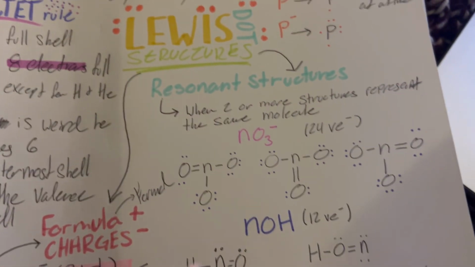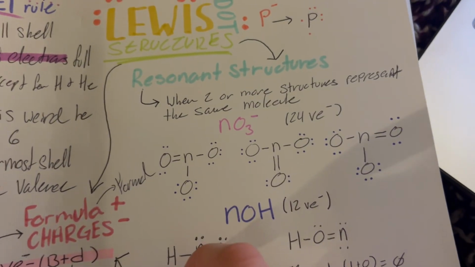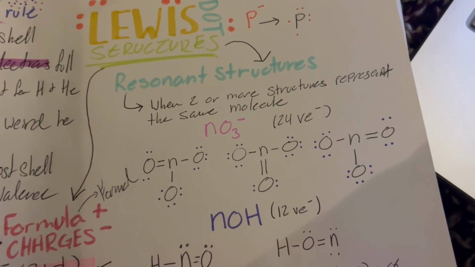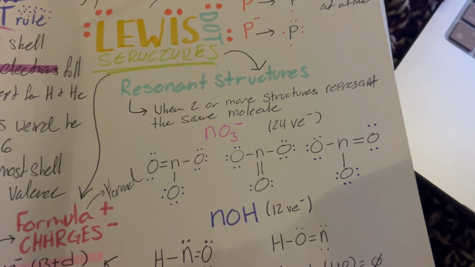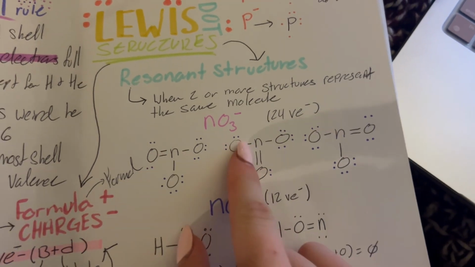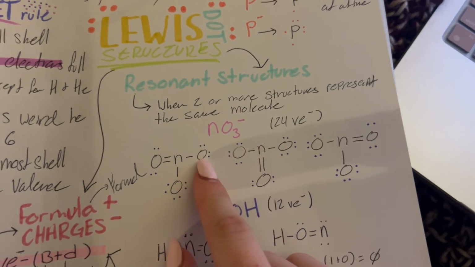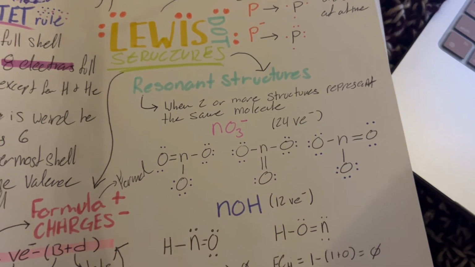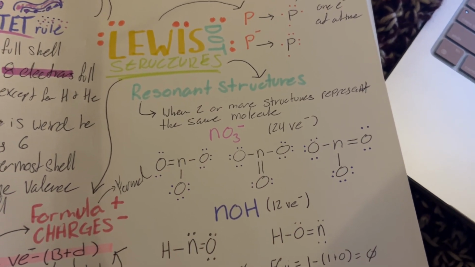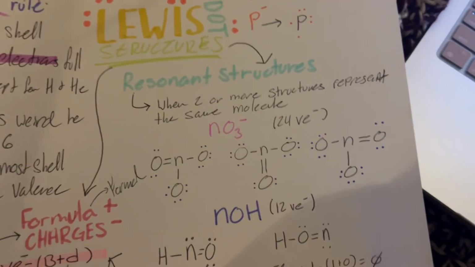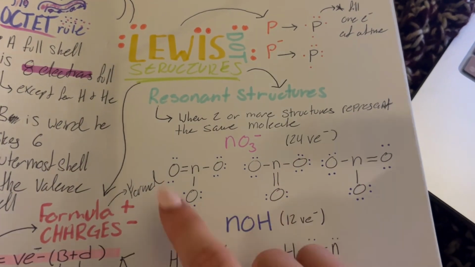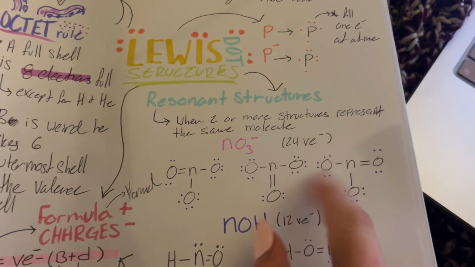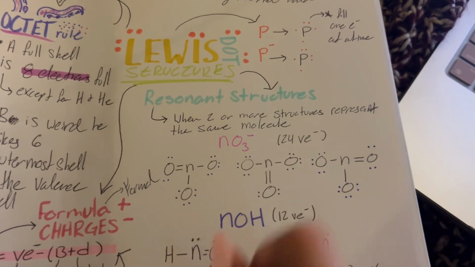Now, resonance structures are structures that represent the same molecule. It's like a synonym, pretty much; it all means the same thing. So this is a resonance structure for NO2. You need to memorize those. NO, oxygen, double bond, double bond, double bond. Same molecule, 24 valence electrons.